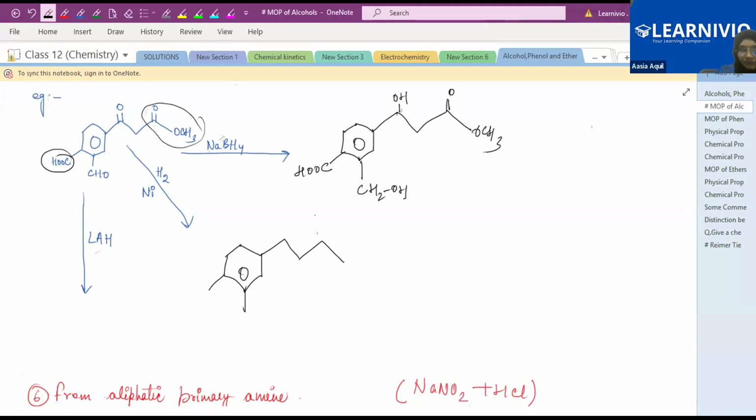COOH, CH2OH. Suppose this is your first group, A group, ketonic group. This is your B group, ester group. Suppose this is your C group and this is your D. Now tell me which group will get reduced to which one? A, B, C, or D? A will get reduced to OH. Good.